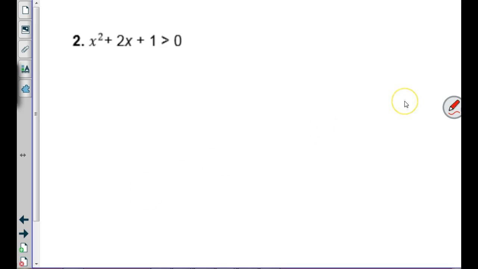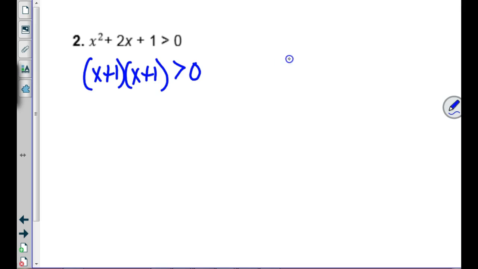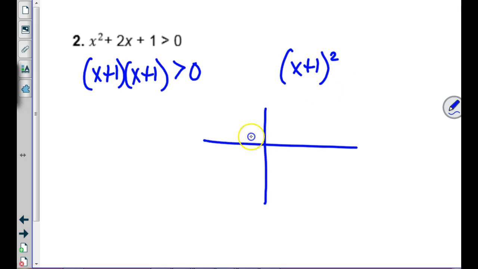Number 2, does this one factor? x plus 1, x plus 1. What does that mean? If you have x plus 1 quantity squared, what does that mean about this graph? What does it do at -1? It bounces because it's a squared, right?